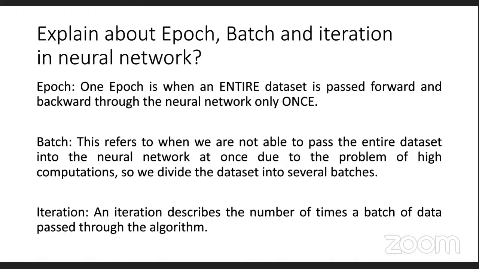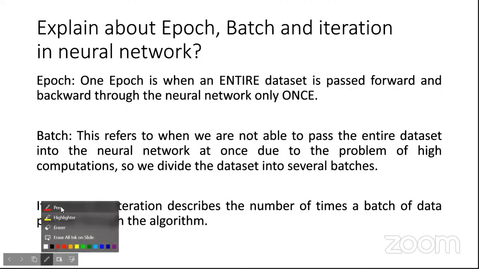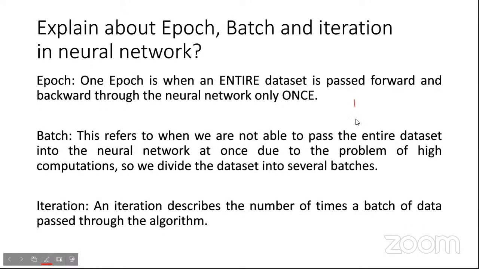Sorry for the disturbance. Okay, next batch. What is a batch? Batch means if you have a neural network, in neural network, we can't have. See, if we have an input layer and a hidden layer and an output layer. Okay, I will explain first what is an epoch.